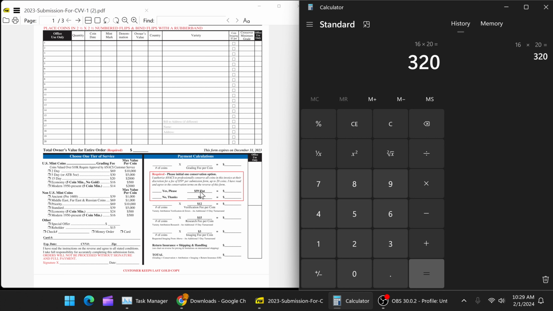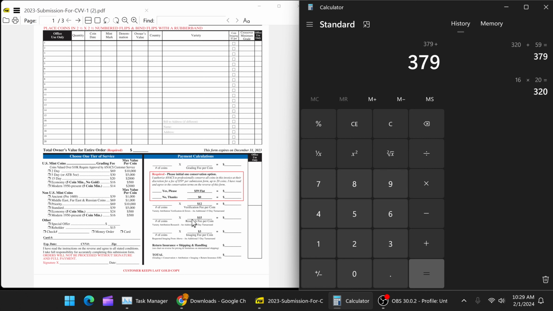We are doing the $59 flat rate for 20 coins conservation option. So that's plus 59. Okay? So that's conservation, $59 plus. Now we're at 379. Plus, plus, plus.